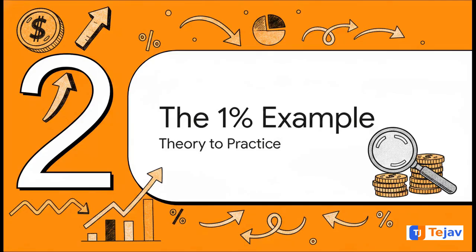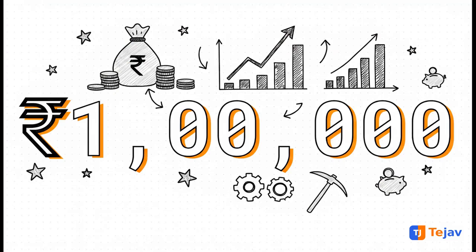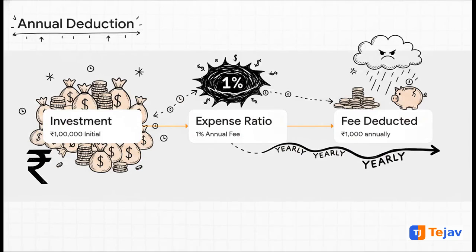Section 2. The 1% example. Let's bring this to life with a real example. Imagine you have a starting investment of exactly 1 lakh rupees. You've worked hard for this cash, you saved it up, and you decided to put it to work in the market.